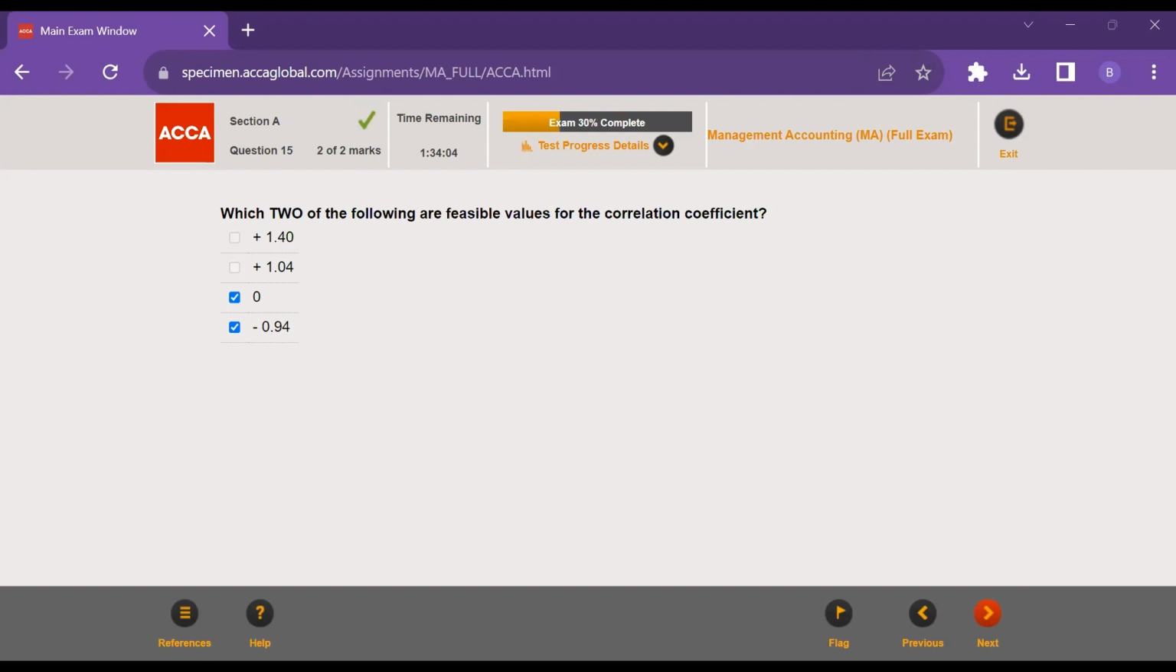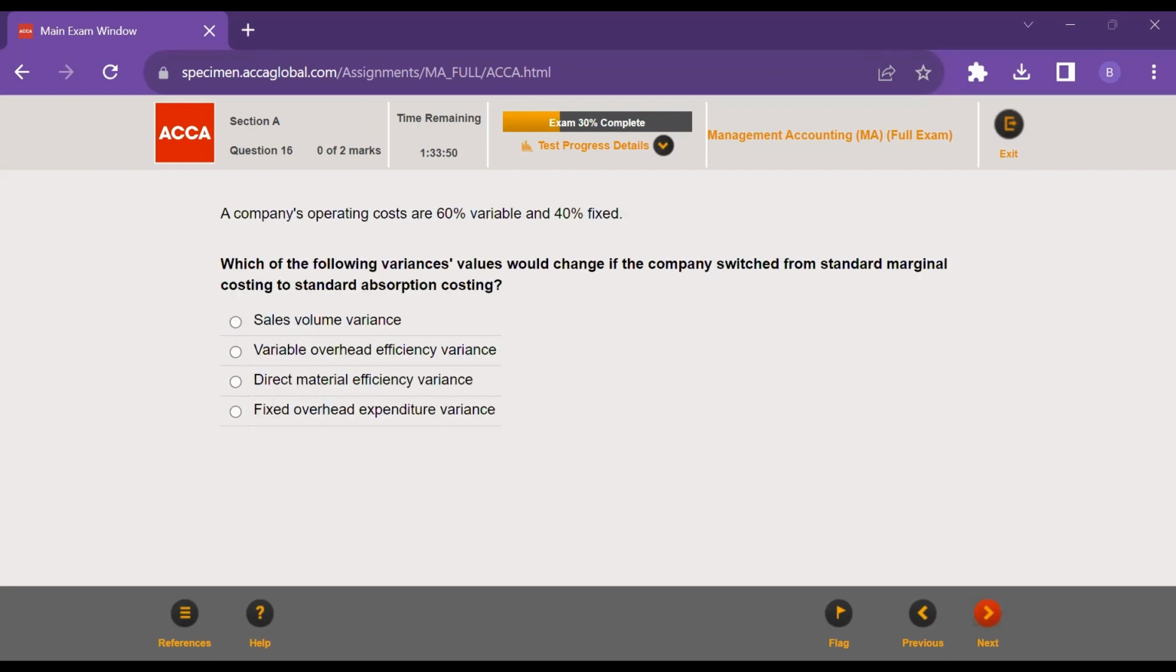+1. Again, if we look at the first two options, plus 1.4 is more than +1, and plus 1.04 is again more than +1, and it cannot go beyond +1. So that is why these two are our answers. Moving on to the next one.